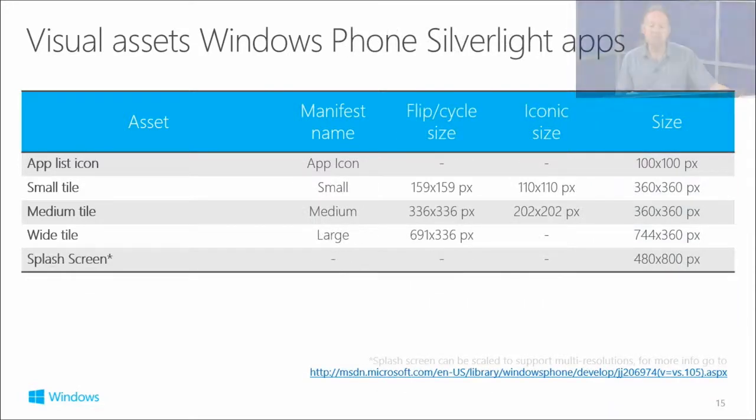For Silverlight apps, much simpler. We've got a smaller list of assets you have to supply, and the size you can see there on the right. The splash screen is in the manifest, 480. Well, it's not in the manifest. Sorry, I said this before. You have to put this as an image into the root of your application called splashscreen.jpg. You can actually supply a number of different ones if you want to supply high resolution splash screens for the 720p, the 1080p phones out there. Go to the URI that's on the bottom of the slide there if you want to find out a bit more about how to do that.